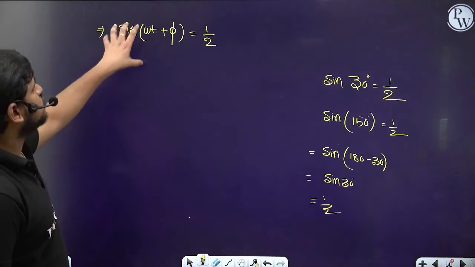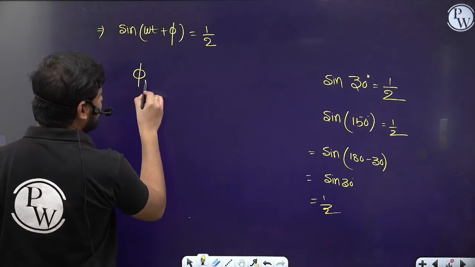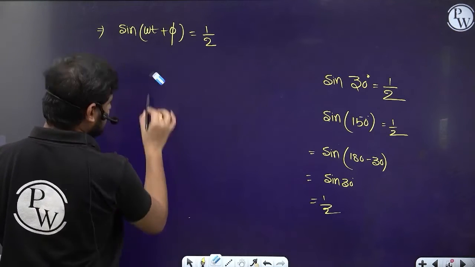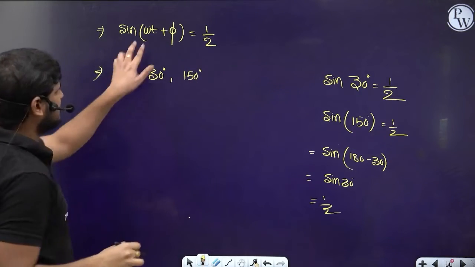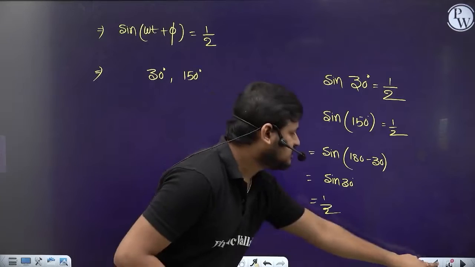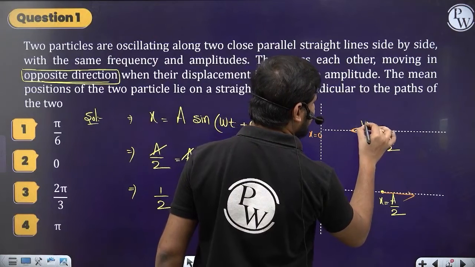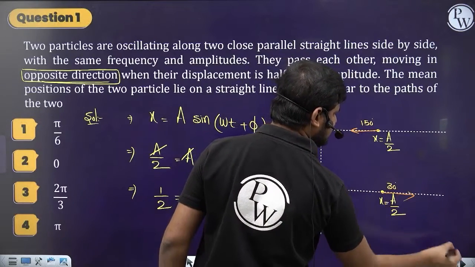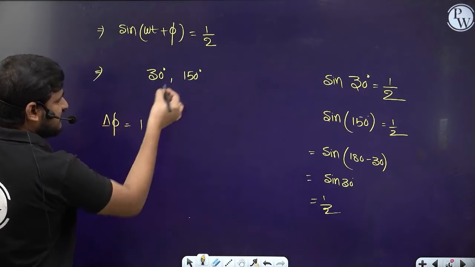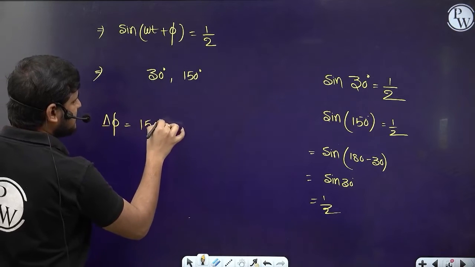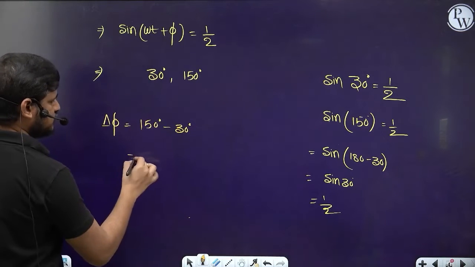So that means the phase of the first one can be 30 degrees or 150 degrees. They are asking what is the phase difference between them. We have to find this phase difference. Right. So now let's say this particle is making 150 degrees and this particle is making 30 degrees. The phase difference delta phi will be between those two: 150 degrees minus 30 degrees. Obviously it can't be negative, so more minus less, 150 minus 30, which will be 120 degrees.